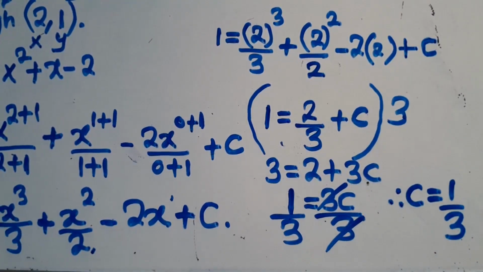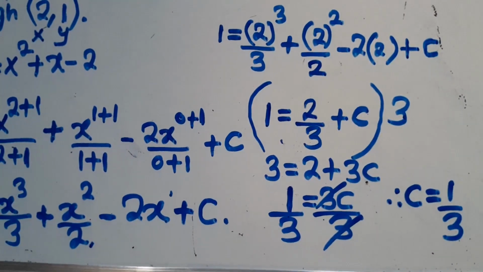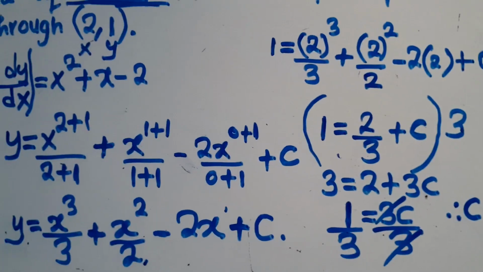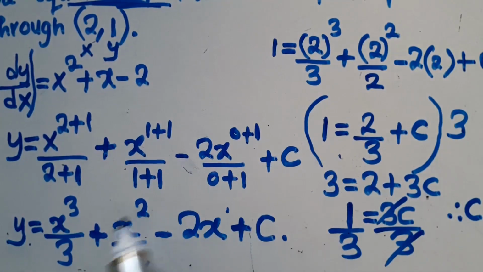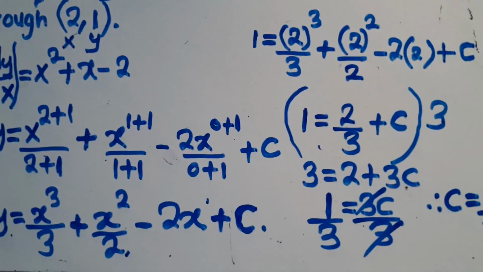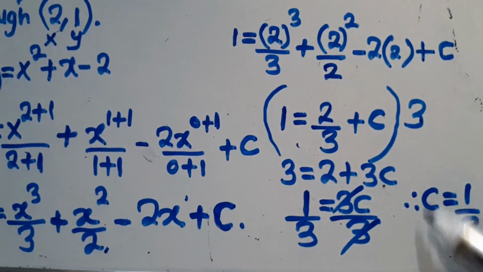When you reach here, you now need to say congratulations to me because I've calculated the value of C. After calculating the value of C, you go back to your equation. This is your equation. Where there is C, what is the value of C? It is here, 1 over 3. So where there is C, you put 1 over 3. This is what we need to do.